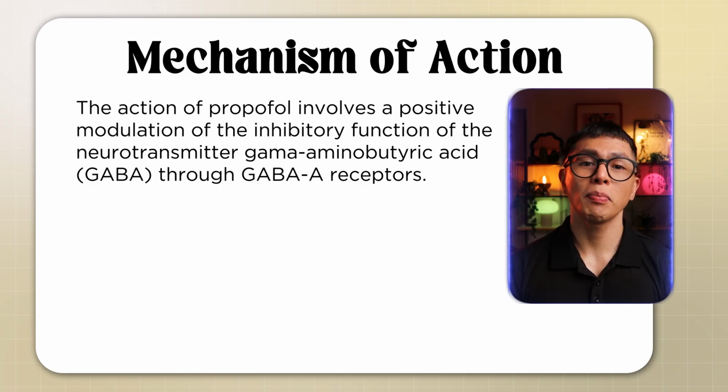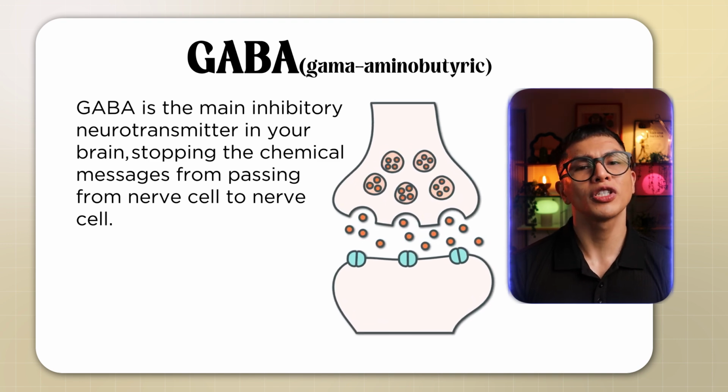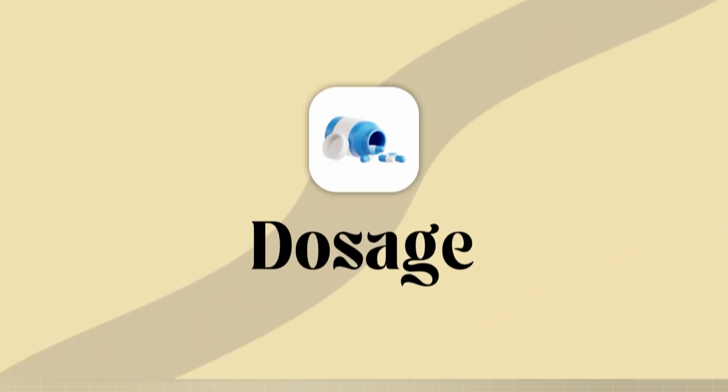Mechanism of action. The action of Propofol involves a positive modulation of the inhibitory function of the neurotransmitter gamma aminobutyric acid, or GABA, through GABA A receptors. Now, what is gamma aminobutyric acid or GABA? GABA is the main inhibitory neurotransmitter in our brain, stopping chemical messages from passing from one nerve cell to the next nerve cell. Now, let's talk about your dosage.